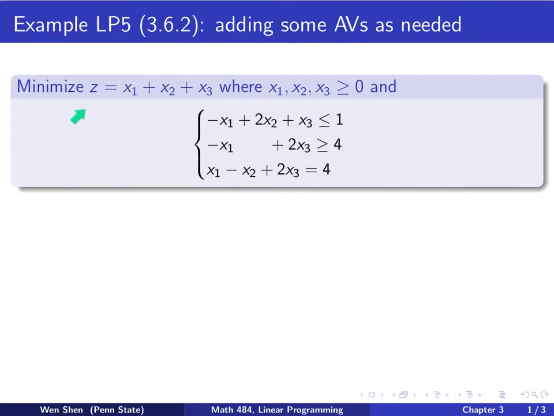So here is our problem. Minimizing z, restricted variable, and I have this constraint. First of all, the constraints are not in standard form. I have less than sign and bigger than equal sign. So we need to first add slack variables to put it in standard form.